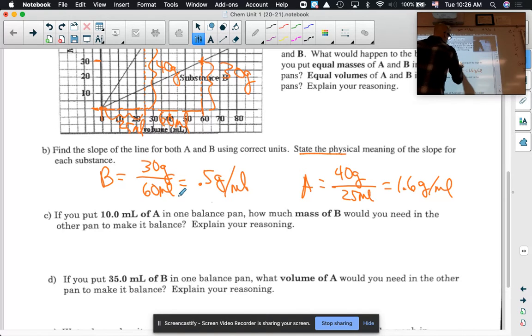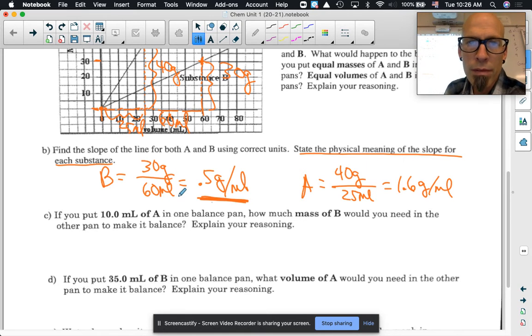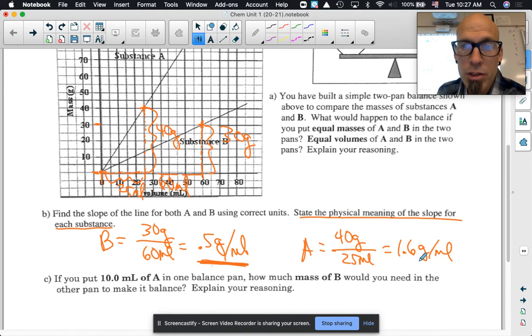Now it says, state the physical meaning of the slope for each substance. Well, this is telling us that for substance B, there's a half a gram for every ml of volume, 0.5 grams for each ml. For A, substance A, it's telling us that there's 1.6 grams for each ml, which remember is the same size as a centimeter cubed. So what are these slopes? They are the densities, all right? These slopes are the densities of these two substances. Substance A is 1.6-ish, 1.5, 1.6, and B is 0.5.